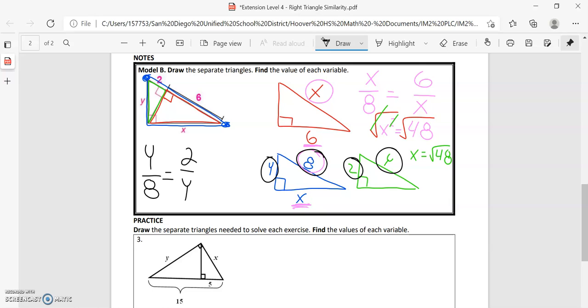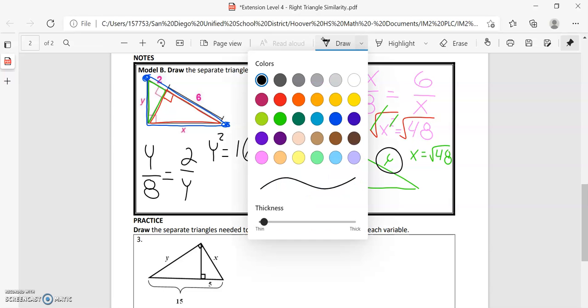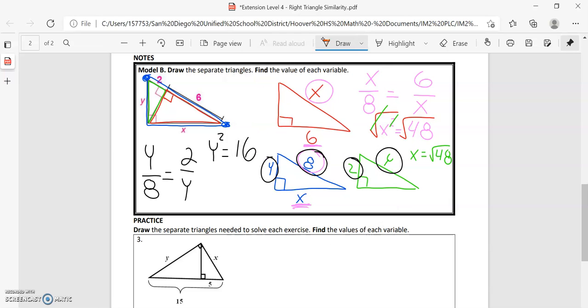Cross multiply, we get y squared is equal to 16. Once again, we are going to square root both sides, and we are left with y equals 4. Those are two answers.